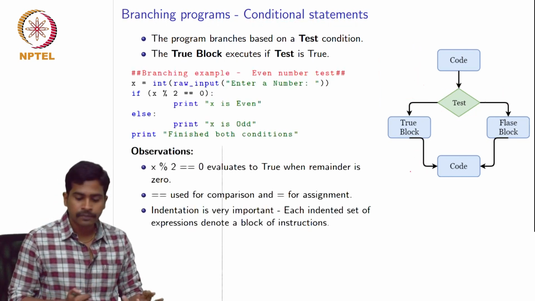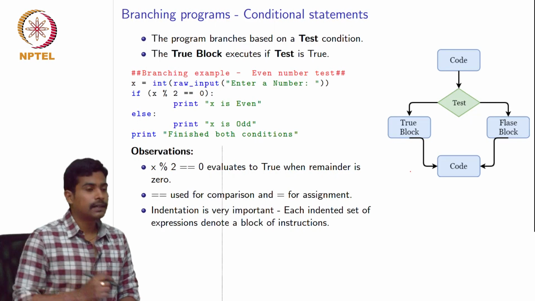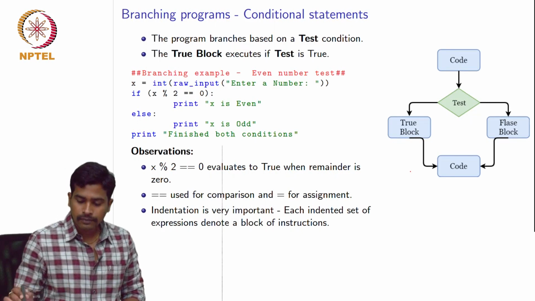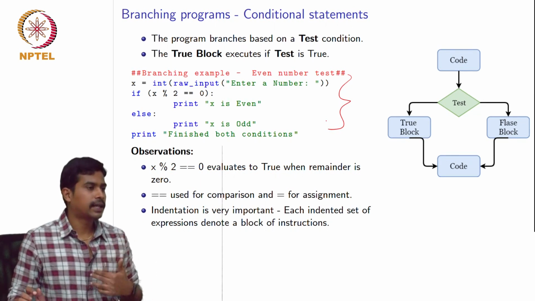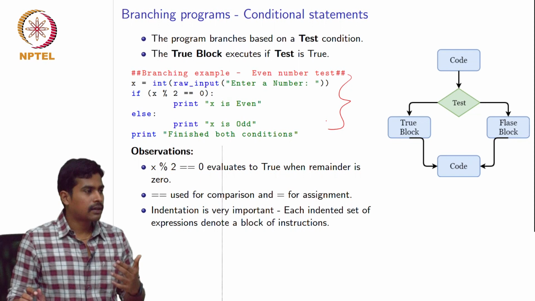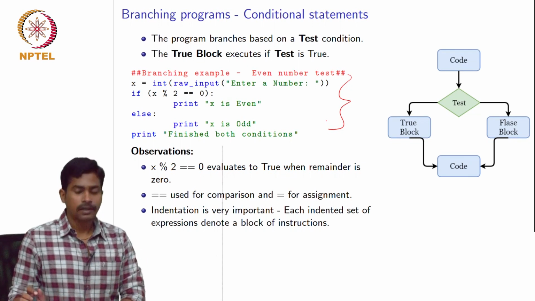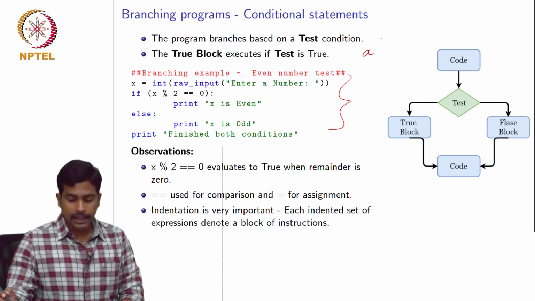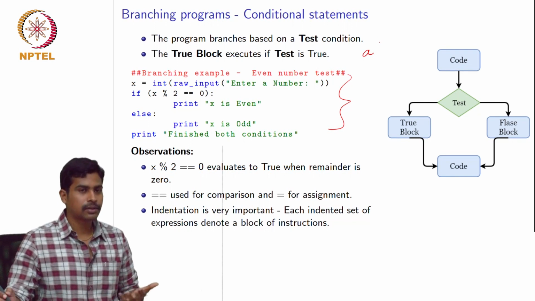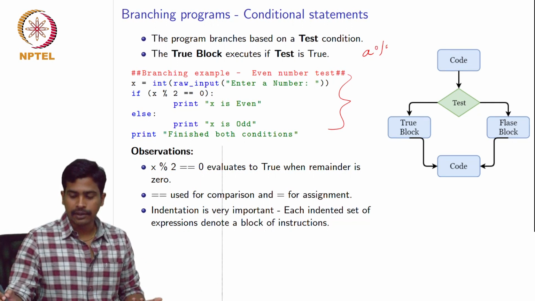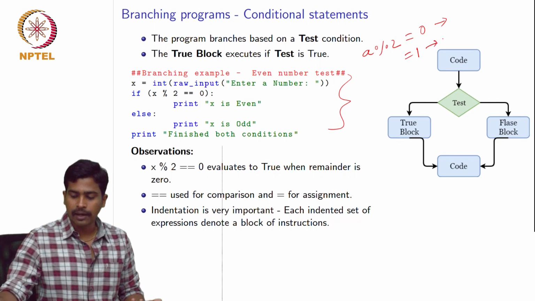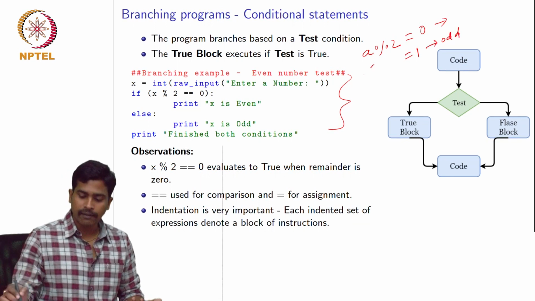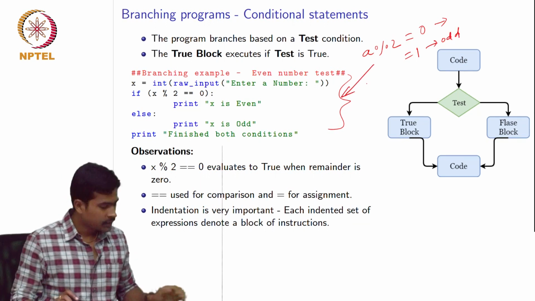Okay. In order to understand this, I want you to see this program. Here we are asking the user to enter a number, and we want to check if it is an even number or an odd number. In order to check whether a given number A is even or not, the simplest test is to do the modulo operation with 2. If the result is 0, it is an even number, and if it is 1, it is an odd number. Okay. The same thing we have written as a simple Python program.